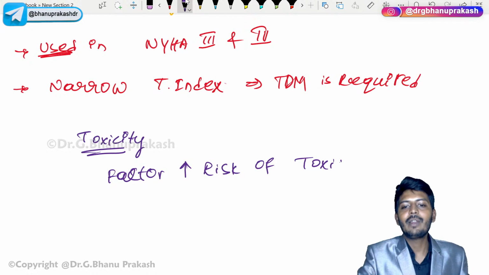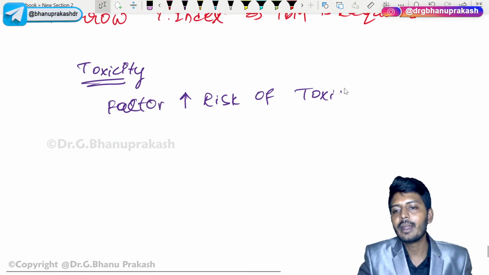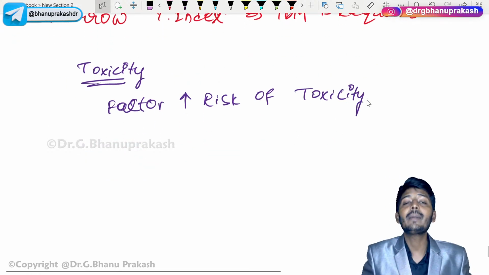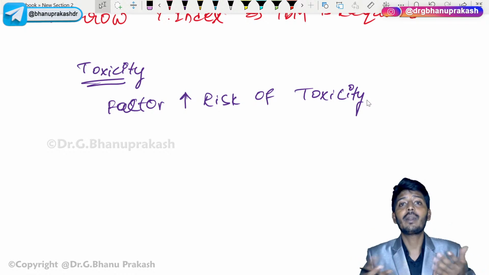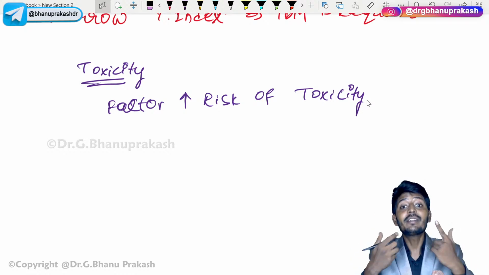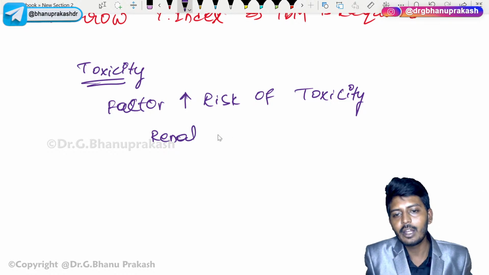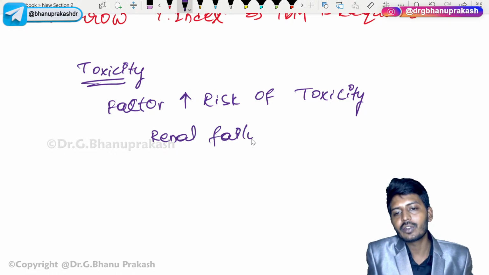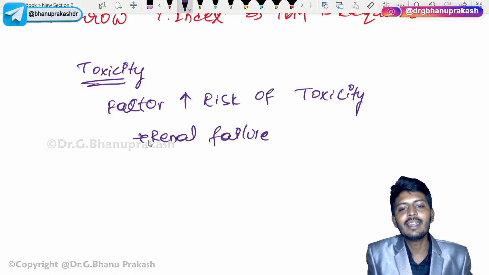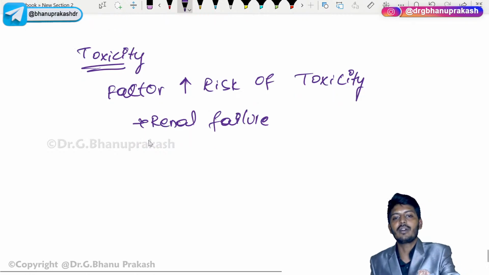When we are speaking of toxicity, remember, if the patient is not able to send the digoxin out of the body, it will start to accumulate inside. So which condition? Yes, patient with renal failure. A renal failure patient can easily get toxicity with digoxin because he is not able to clear the drug out of the body.